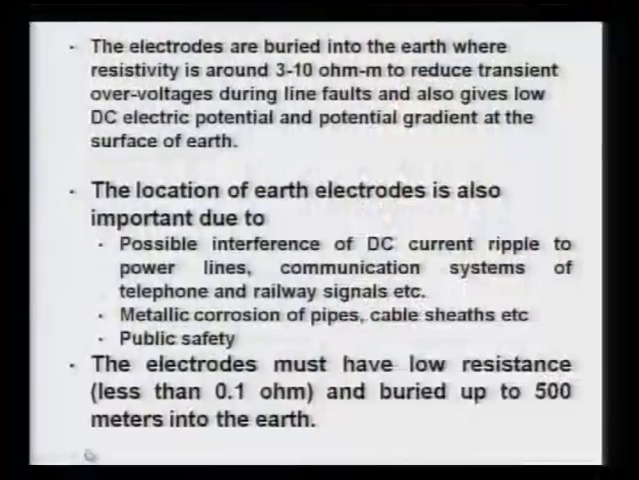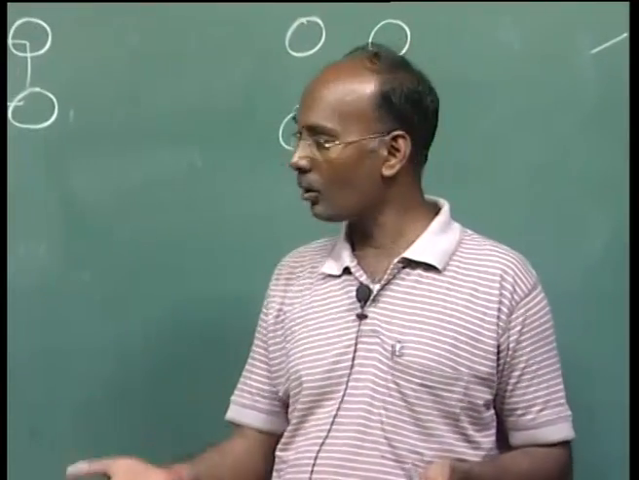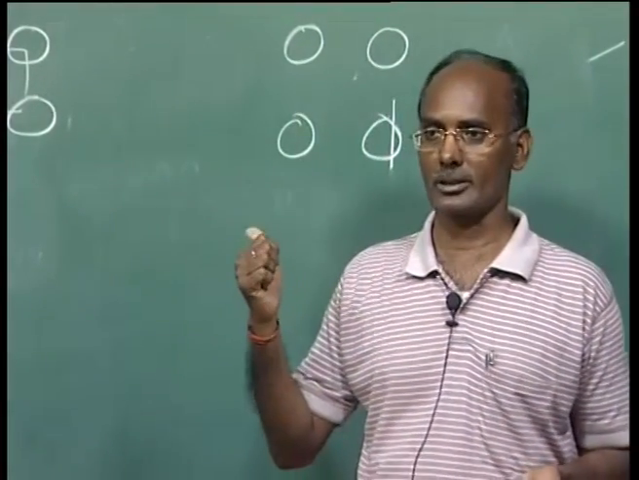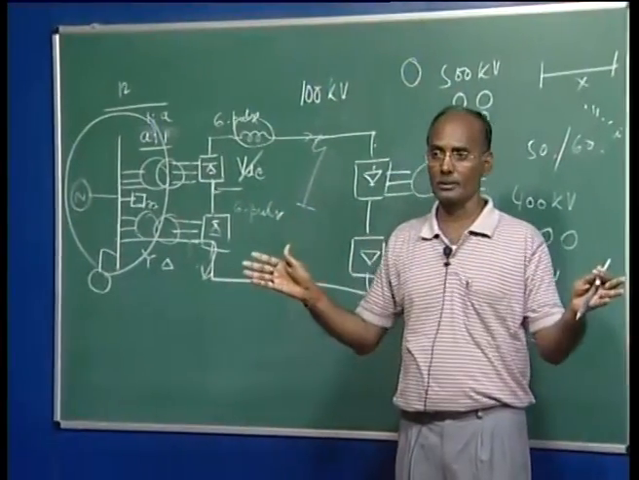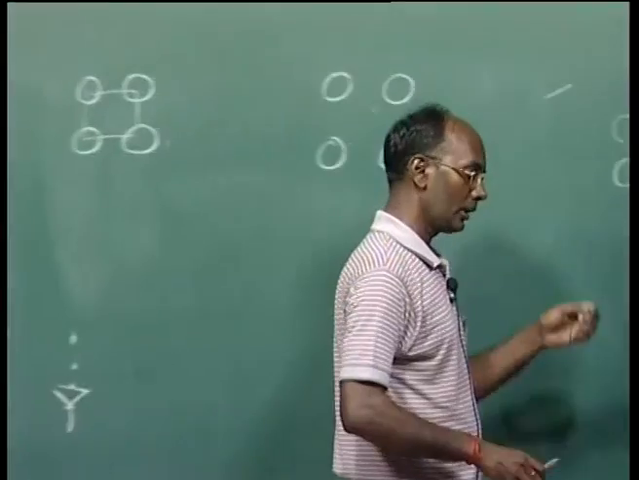The location of earth electrodes is also important due to the possible interference of DC current ripples with the power lines, communication systems, telephones and railway signaling as well. Even though the current is flowing, if it is not buried deep and is on the upper surface, then the current having some ripples will interfere with your communication system. Even though the overhead transmission line is far away from the communication system, the ground current may pass some communication system or railway signal. So, it is important to go far deeper so that it does not interfere with other systems.